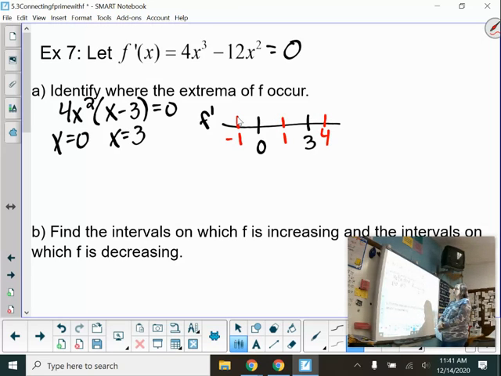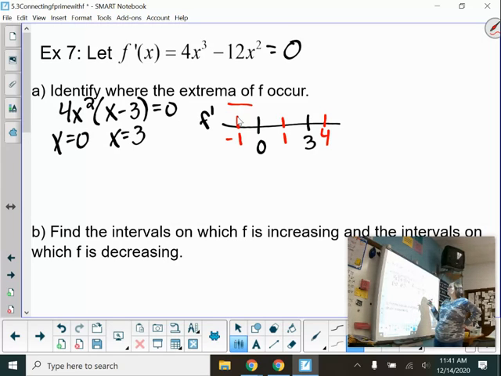So -1, and I'm going to plug into my factored format here. Because I have this 4x squared on the outside, that's always positive, so I'm really just concerned with what the sign is on the inside. So f prime of -1 is going to be negative, so I'm decreasing there.